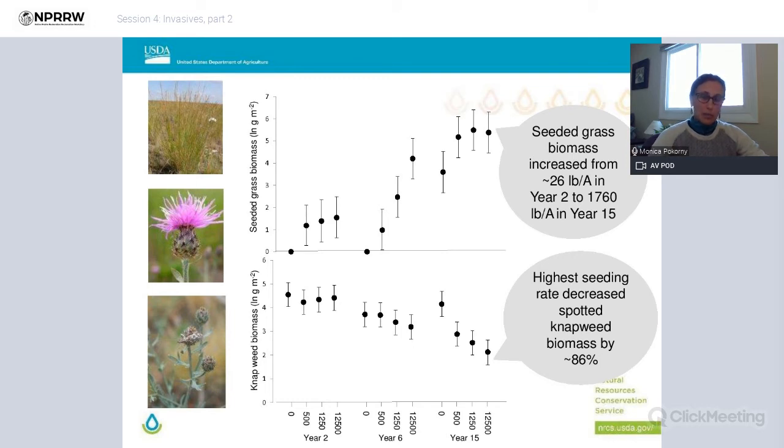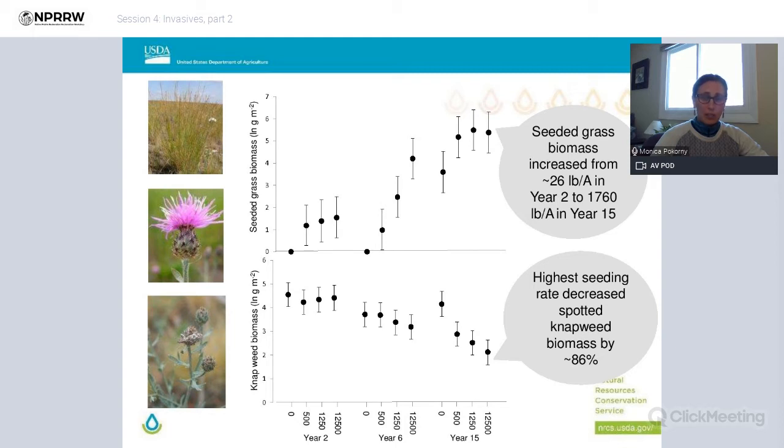And what we found was that the herbicide treatment was really short-lived. So you can see here, year 2, we still have quite a bit of knapweed biomass. So this is knapweed biomass, and this is our seeded grass biomass. But the herbicide treatment worked well enough that we were able to establish our desired grasses in the 2nd year. And then over time, what we saw was that the seeded grasses were able to increase in biomass from 26 pounds per acre to over 1,700 pounds per acre by year 15. And our weedy species continued to decrease.